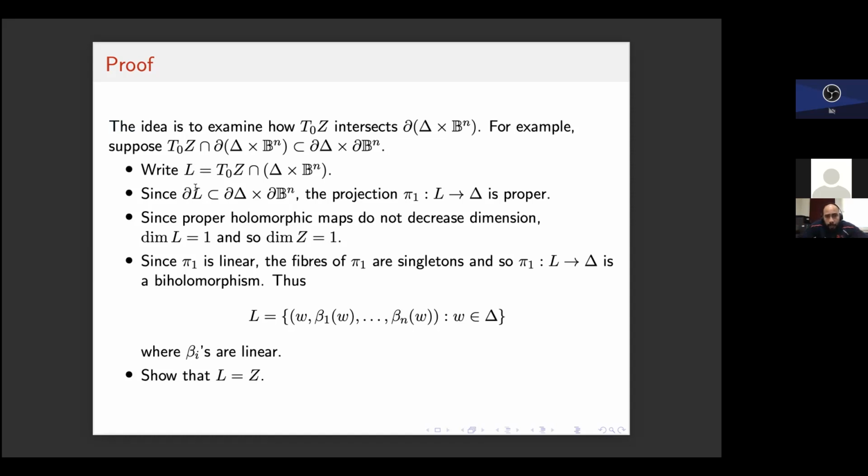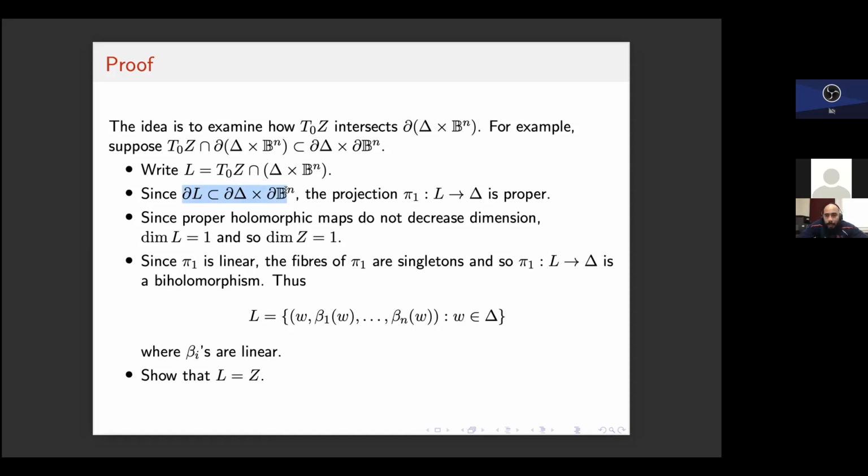Okay, so we are in the case when the boundary of L is contained in the boundary of delta cross boundary of Bn. Because of this, if you look at the projection into the first factor, it is actually a proper map. But proper holomorphic maps do not decrease dimension. So it follows the dimension of L is actually 1, and dimension of Z is 1. Also, pi1 is linear, so the fibers of pi1 are singletons, and hence pi1 is a biholomorphism from L to delta.